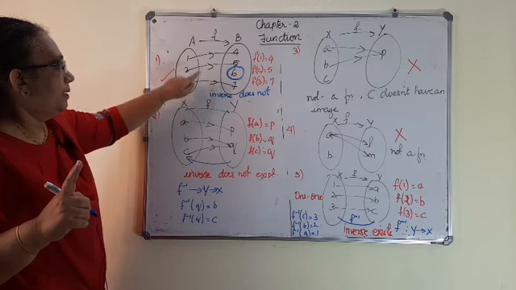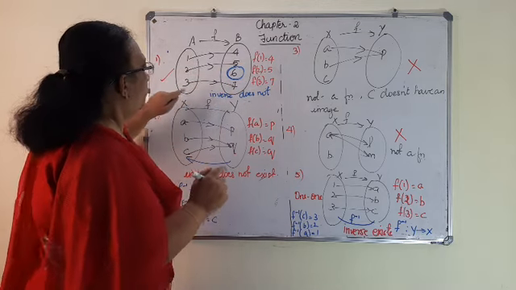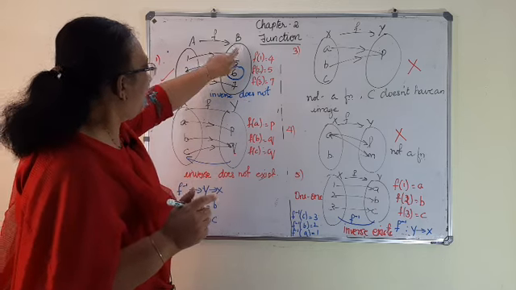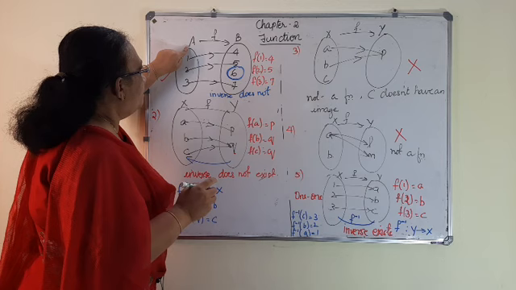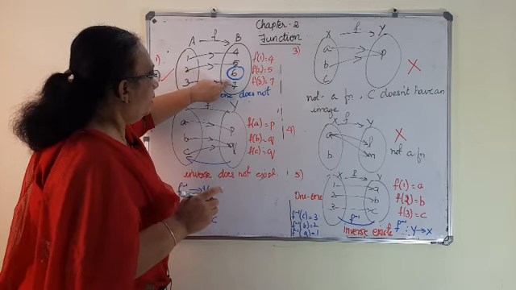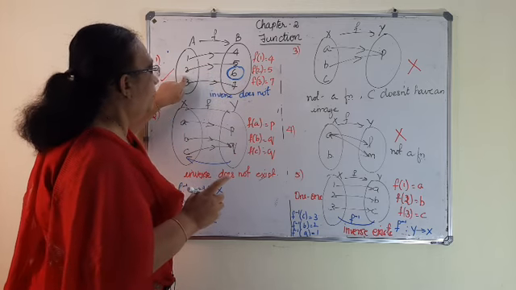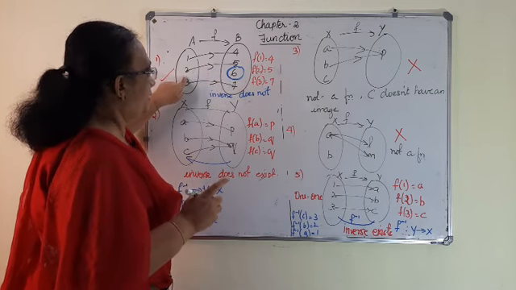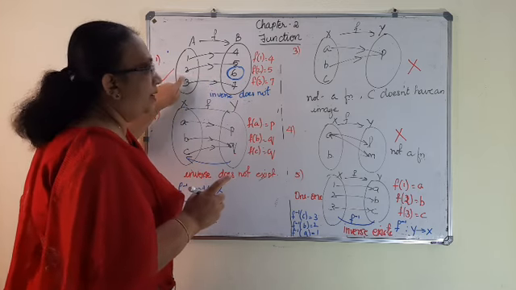In the first case, the images are given. Now when you define the inverse, it is from b to a. B becomes the domain, a becomes the range. But here the inverse does not exist because 6 doesn't have an image. The inverse will not be a function because 6 doesn't have an image.